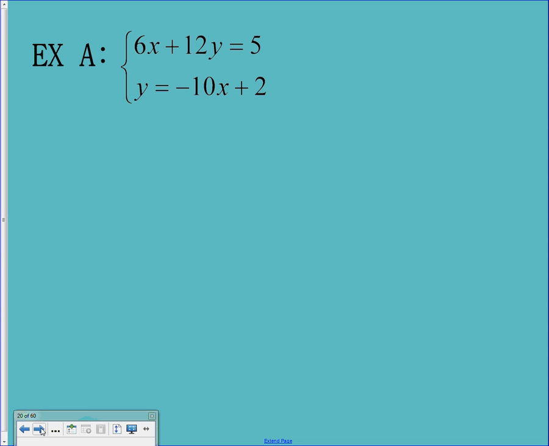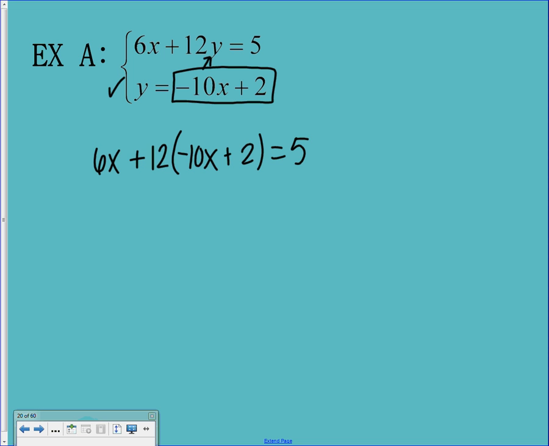So example A, step 1 is to solve one equation for one variable. Well, we've got that one set in here because I just have a y equals. Step 2 says substitute, so you have one equation with one variable. If this is what y equals, I'm going to substitute that into my first equation where y is. So I'm going to have 6x plus 12, but instead of y, I'm going to put in my entire boxed area here. Whatever y equals, you're going to put into the other equation for y.